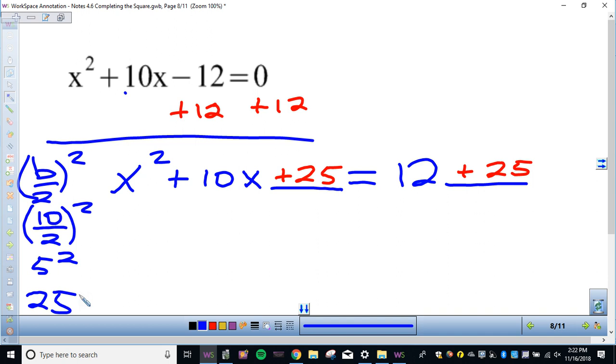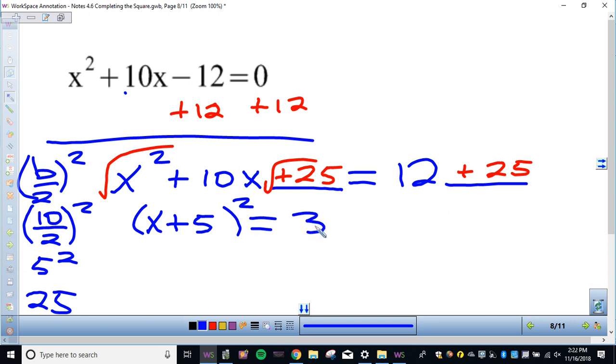x plus 5 squared, right? So square root of this, square root of that, you get x plus 5 squared equals 37. Nobody's asked it yet, but probably somebody's thinking it. Where did the 10 go?